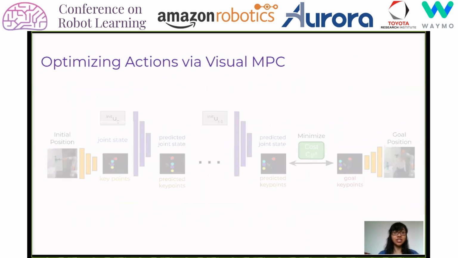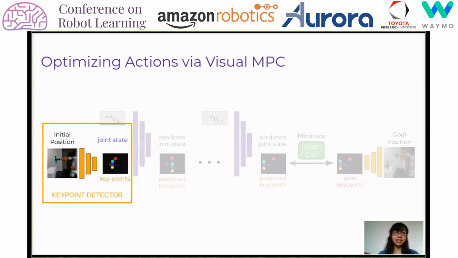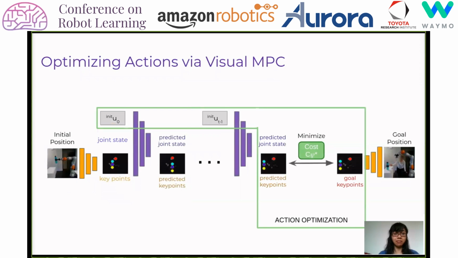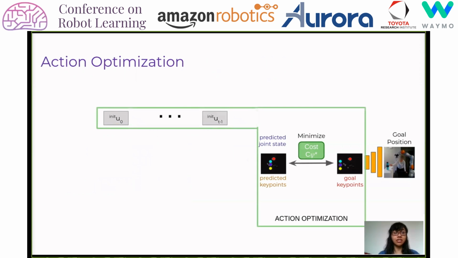This framework stitches together several components. These include a key point detector that detects pixel positions roughly corresponding to the object in the initial image, a dynamics model that predicts the key points and joint state at the next time step, and finally, the action optimization step. Minimizing this cost function with respect to actions via gradient descent gives the optimal set of actions that move the object to its goal position.